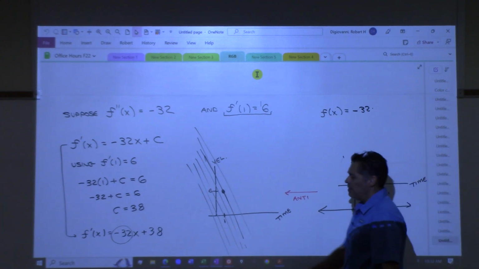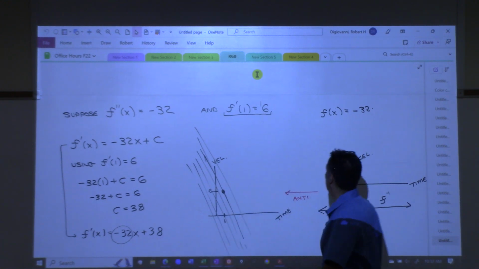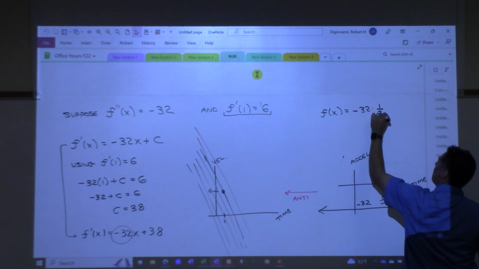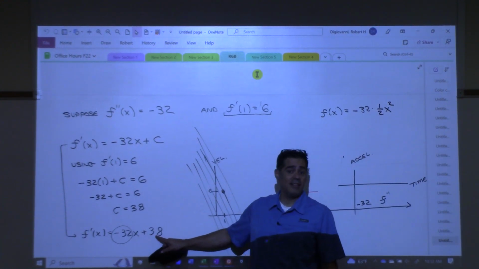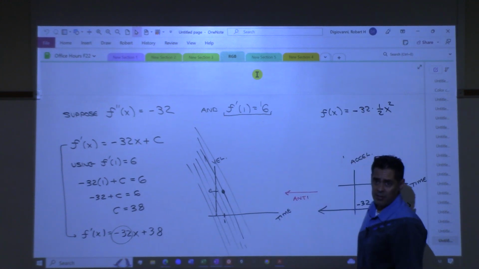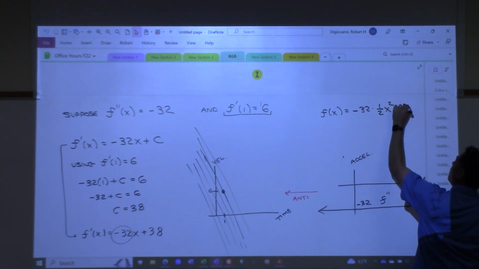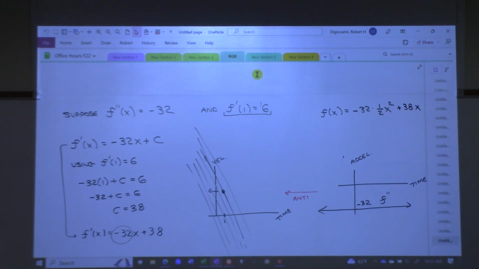Okay, what's the antiderivative of x? X squared. You need to kill off the 2, though. 1/2 x squared. Good. And then plus, what's the antiderivative of 38? 38x. Okay, am I done? Plus c, right?